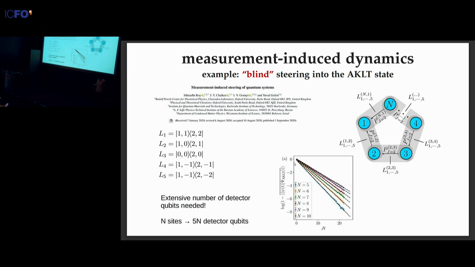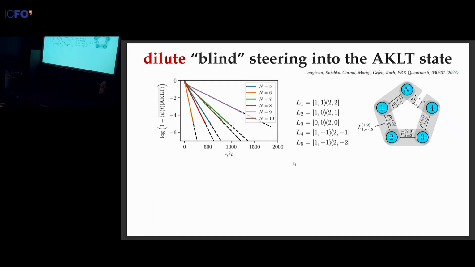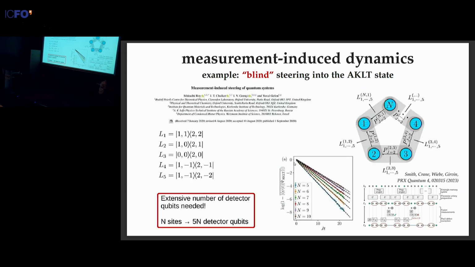Okay, but there's a catch, and that is you need an extensive number of detector qubits, right? You're attaching to each link 5 meters. So it scales with the number of system sites. And that's not very resourceful either. And in the meantime, there has been another proposal to prepare this AKLT state by Wiebe and Gerwin and collaborators. And also in their case, the number of measurements is extensive in system size.